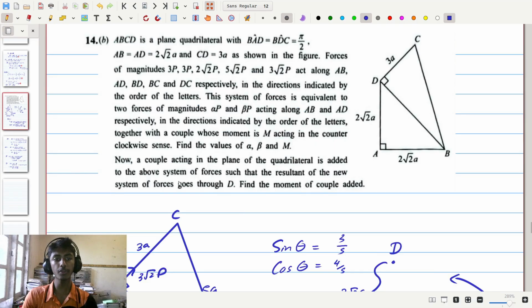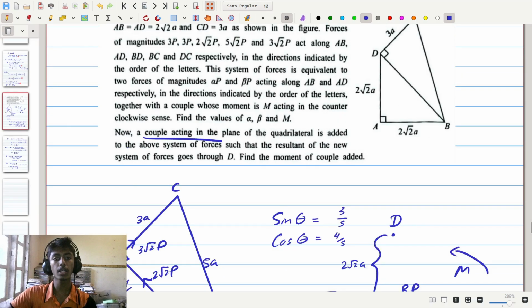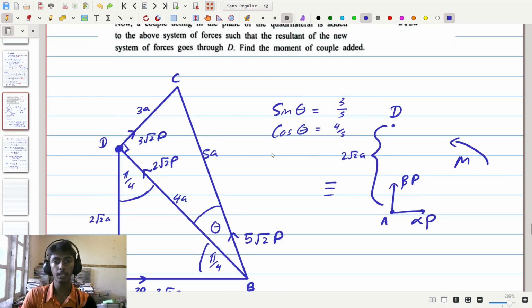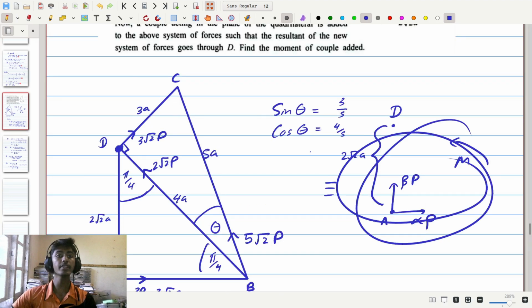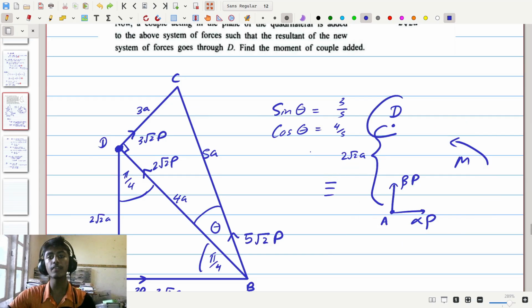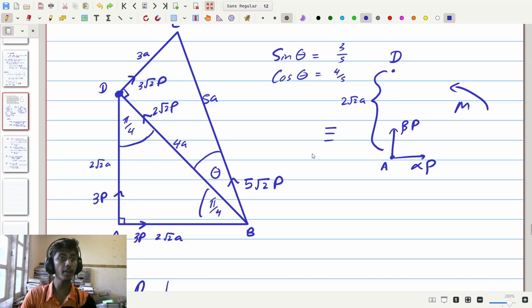Now after this, the question says, now a couple acting in the plane of the quadrilateral is added to the above system of forces such that the resultant of the new system of forces goes through the point D. Now given this, we are asked to find the moment of the couple added. Now considering what we have to do here, we have a resultant force in this system, and we need to move that resultant force all the way to the point D. Now normally when you have a resultant force and you want to move it somewhere, what you do is to add a couple like this.